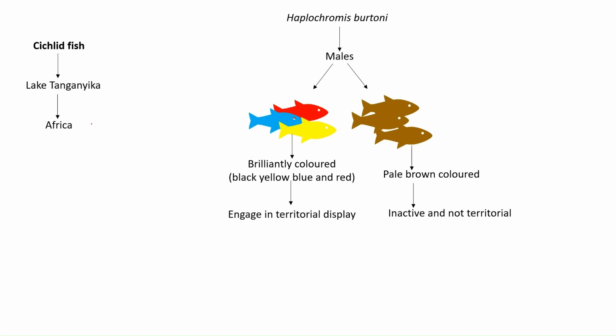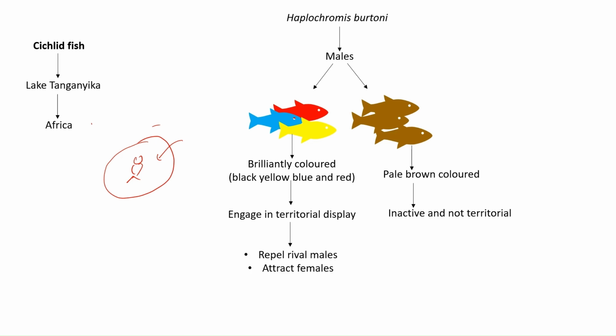Now, these brilliantly colored males are engaged in territorial display. What do you mean by territorial display? That means they carve their own territory and they will remain inside this territory. Nobody else is allowed to enter inside this territory. So it's like a home for them. Whereas the pale brown colored males are inactive and not territorial.